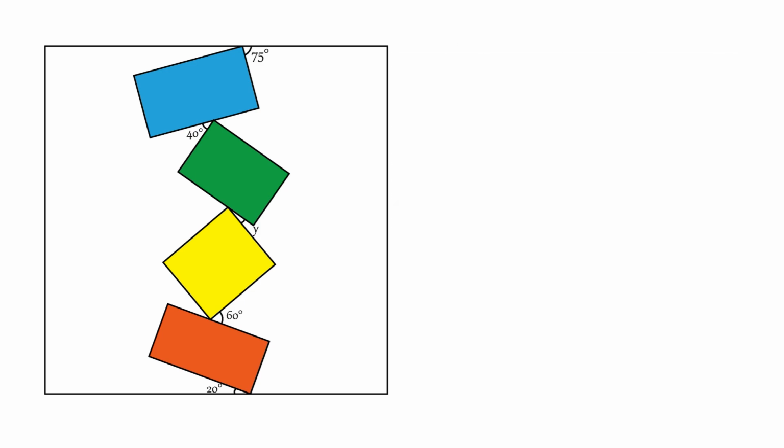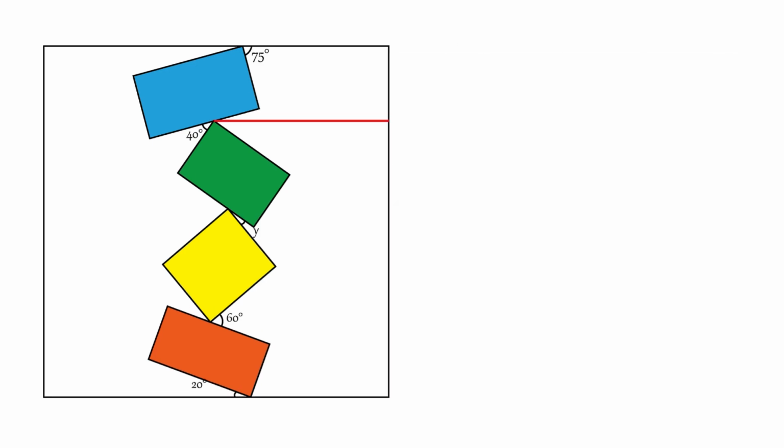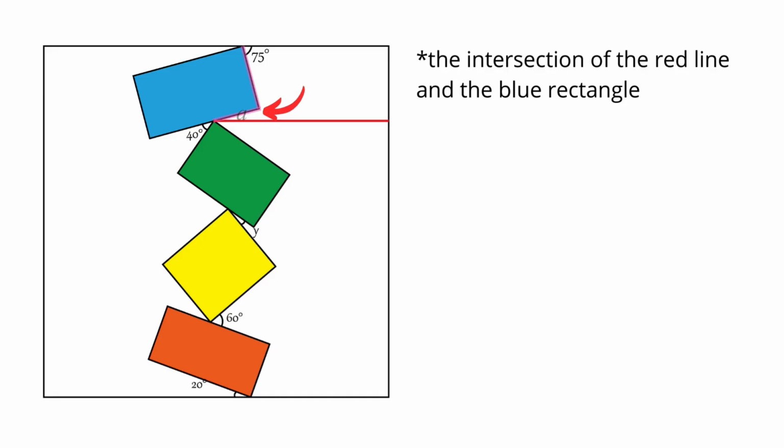Imagine drawing a clear horizontal red line exactly at the intersection between the blue and green rectangles. This line is parallel to the top of the square. Now, we have parallel lines, the top of our square and the red line, and the diagonal formed by rectangles. On the left side, we have just a rectangle corner of 90 degrees. On the right side, we have one given angle of 75 degrees, plus an unknown angle between the top of the blue rectangle and our new red line.